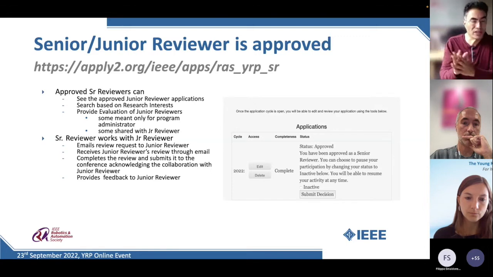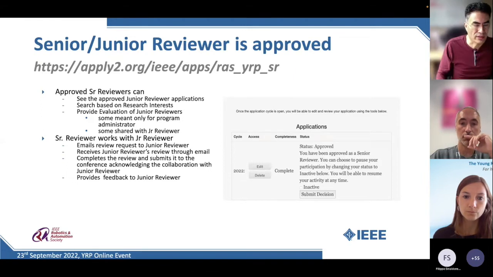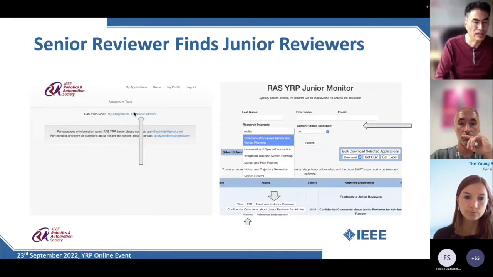Now we have in Paper Plaza the delegation feature. You can also do that. But at the end, the junior reviewer completes the review. The senior reviewer is still in charge of the review. And then after the review happened, they can come back to the system to provide feedback to the junior reviewer.